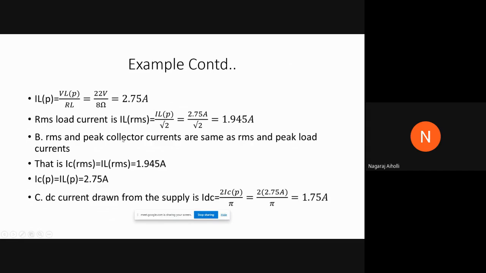Then RMS load current is IL RMS. It is I RMS is equal to Im by root 2, or IL peak by root 2. It is 2.75 ampere by root 2. That comes out to 1.945 ampere.